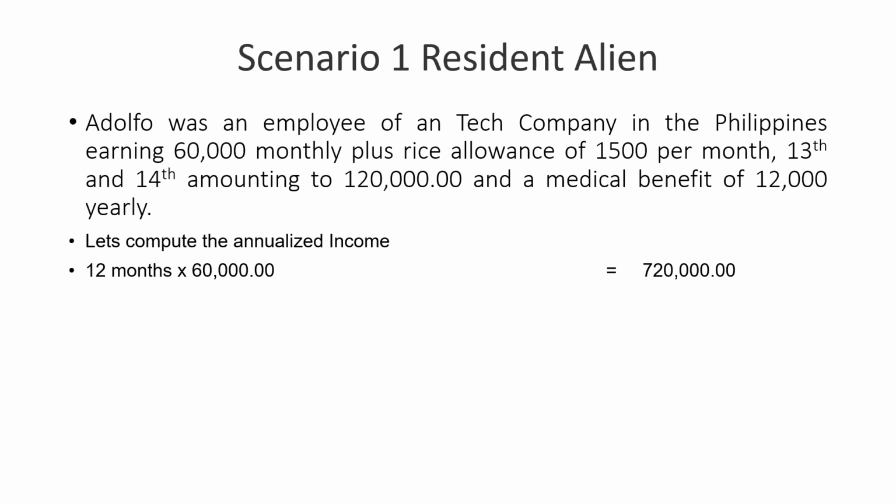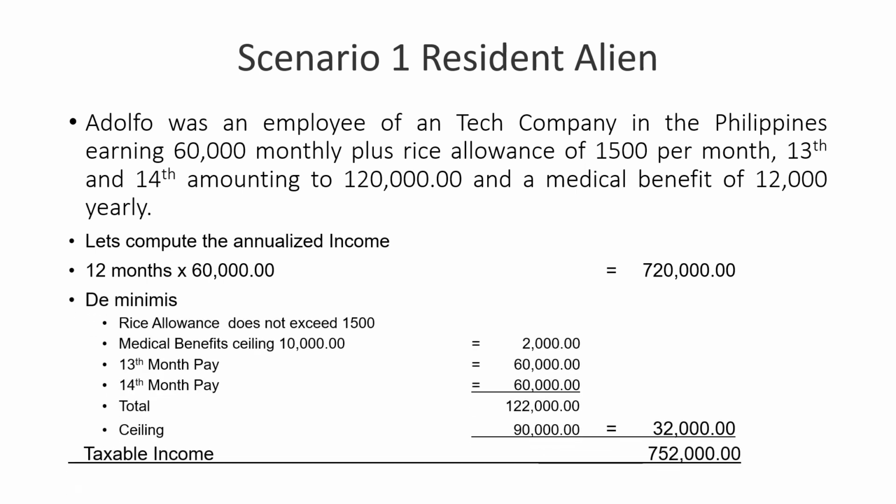We have 12 months. That's 60,000. So, we have 12 times 60. That's 720. Next, so de minimis. We already discussed the de minimis, diba? Ulitin natin. So, for rice allowance, so we have the monetization pay for private entity hanggang 10 lang. For government, all. Okay? For rice allowance, kailangan hanggang 1.5 lang.